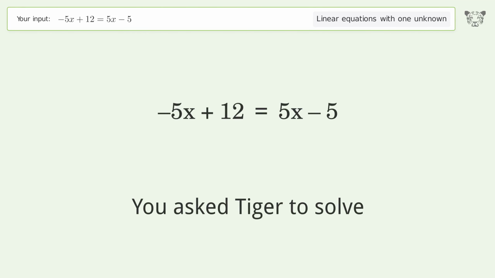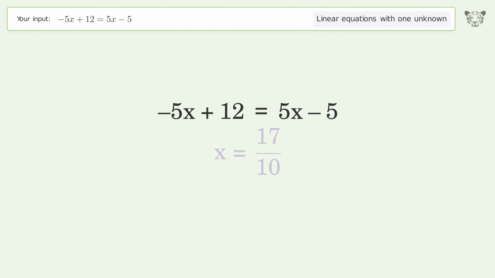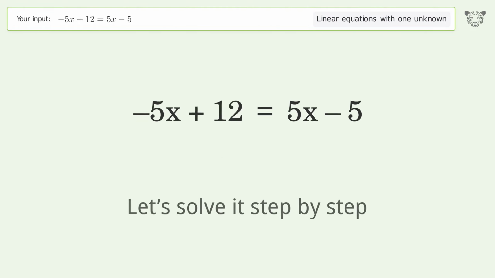You ask Tiger to solve. This deals with linear equations with one unknown. The final result is x equals 17/10. Let's solve it step by step.